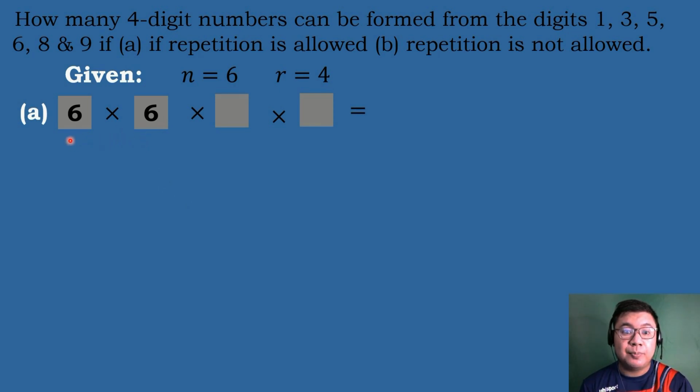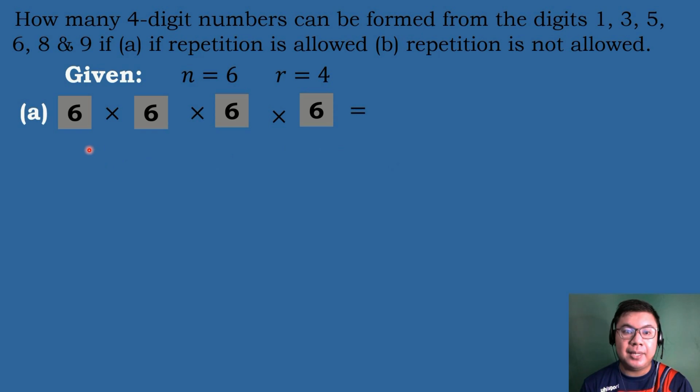repeated. Suppose we have selected here number 1. Number 1 can also be repeated here. So therefore, we have 6 possible selections here. And also, we have 6 here because the numbers can be repeated. 1, 3, 5, 6, 8, 9 can be repeated. And this one will also be equal to 6 because the numbers can be repeated.